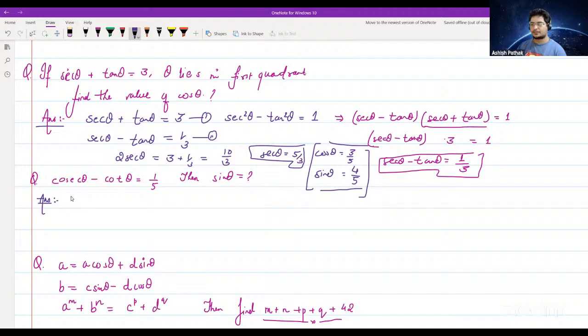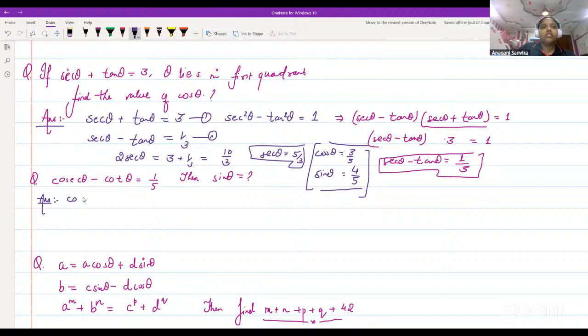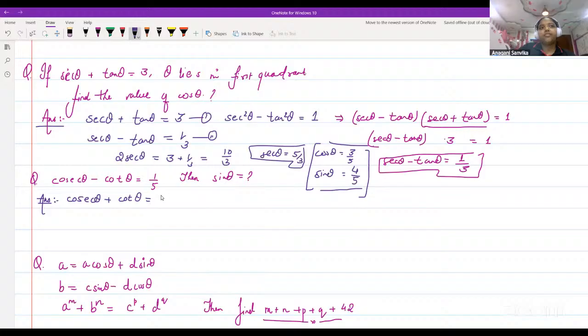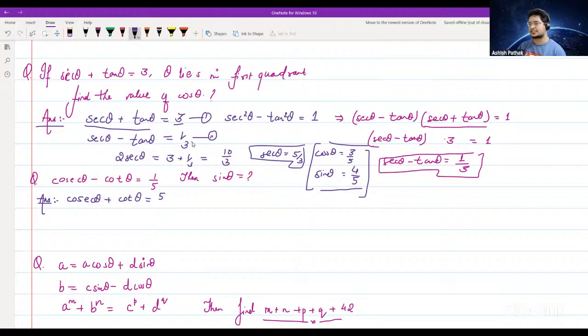Without solving, can you tell me what the answer of this one will be? You will write cosec theta plus cot theta is equal to 1 by 5 or 5? 5, correct. Because if we are getting this value as 5, you are getting this one as the reciprocal of it. If you are getting this one as 1 over 5, you will get the other as the reciprocal. So you will get 2 cosec theta, which is equal to 5 plus 1 over 5. That is equal to 26 over 5.